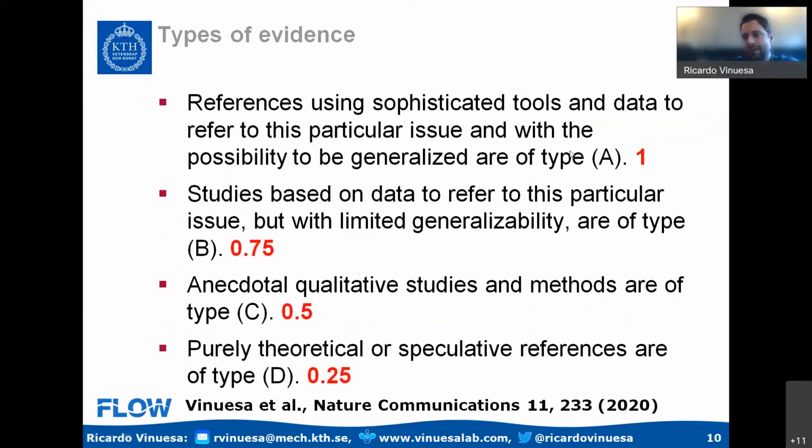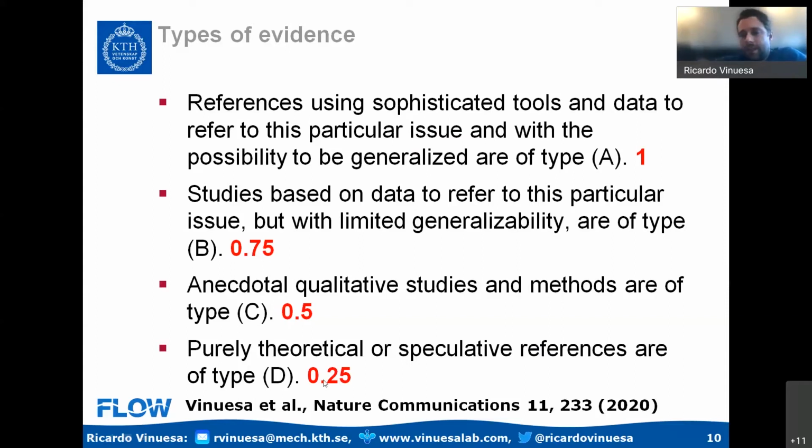But this analysis can be made a little bit more robust and a little bit more advanced by analyzing and studying the type of evidence that is being found. So references that are quite easy to generalize and quite robust with established methods, those are references that we call type A, and that has a weighting factor of 1. And then we can go down all the way to references that are very speculative and not so easy to generalize. Those are references of type D with a weighting factor of 0.25.